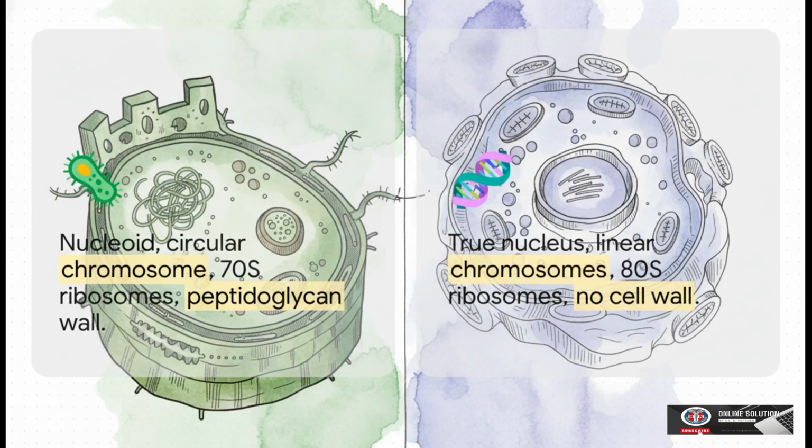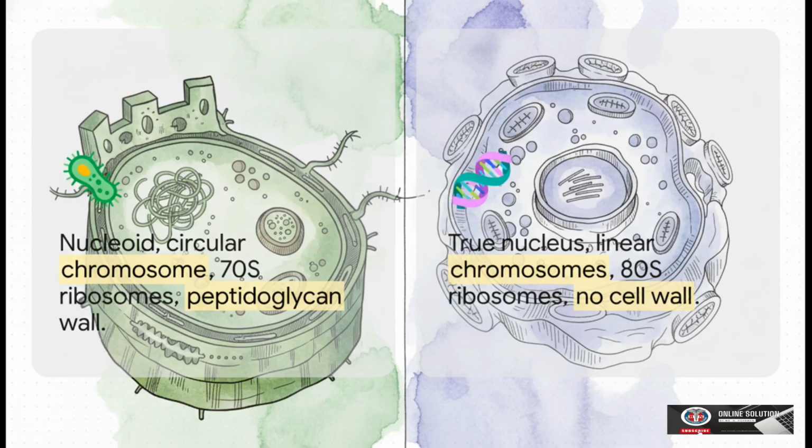Notice how bacteria have a nucleoid with absolutely no surrounding membrane, just a single circular chromosome. They divide by simple binary fission. They've got these smaller 70S ribosomes and, this is critical, a peptidoglycan cell wall. Human cells completely lack that wall.